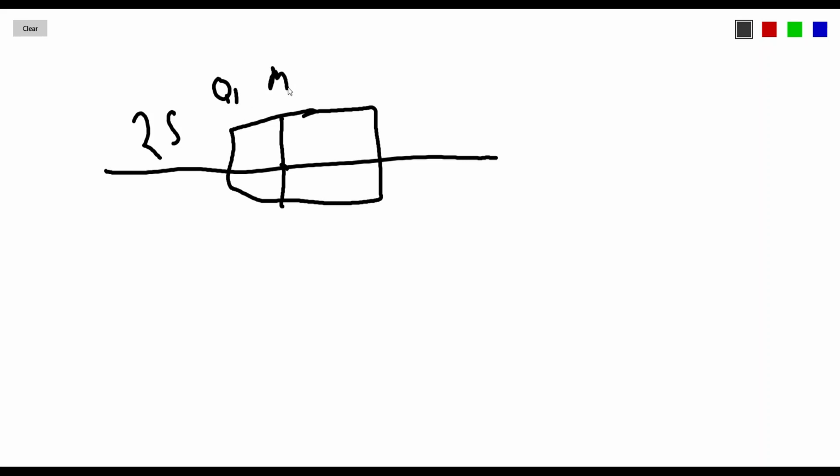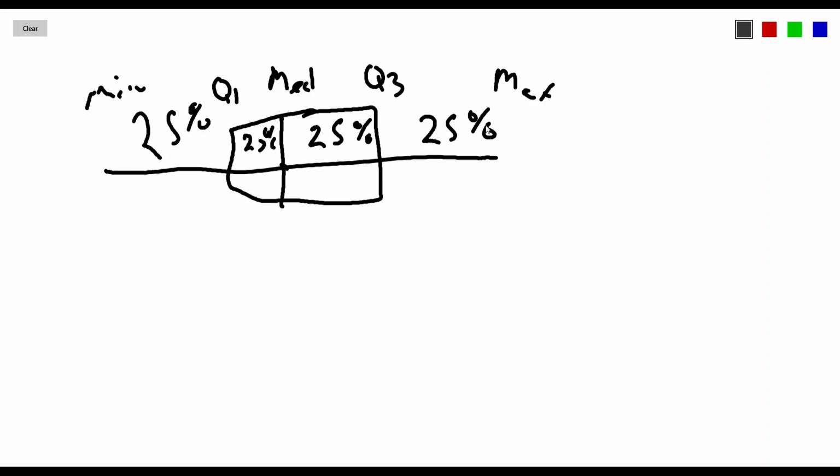This is the median, Q3, and this is the max. This is the min over here. And so 25% is here, 25% is here, 25% is here, 25% is in here. So all the numbers, 25% of numbers are from here to here. Q1 from median, 25% of numbers here, and so on and so forth.